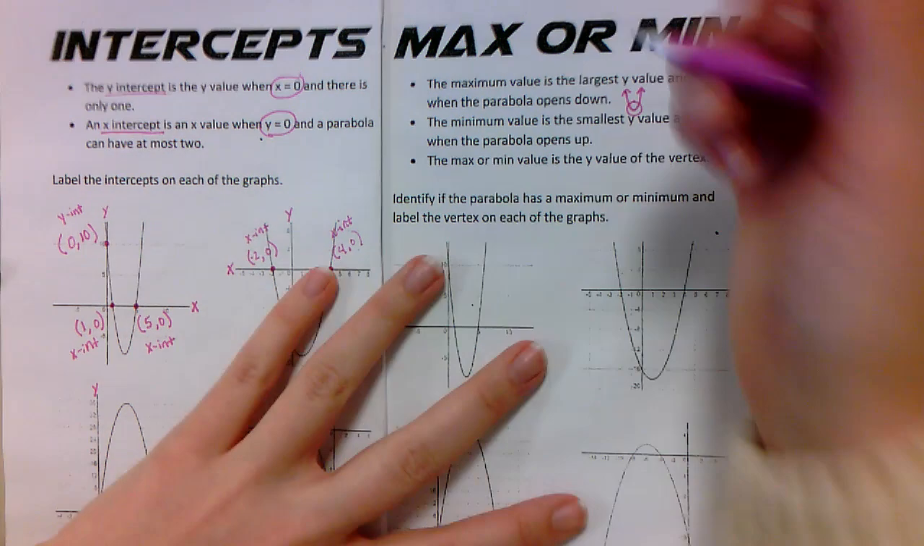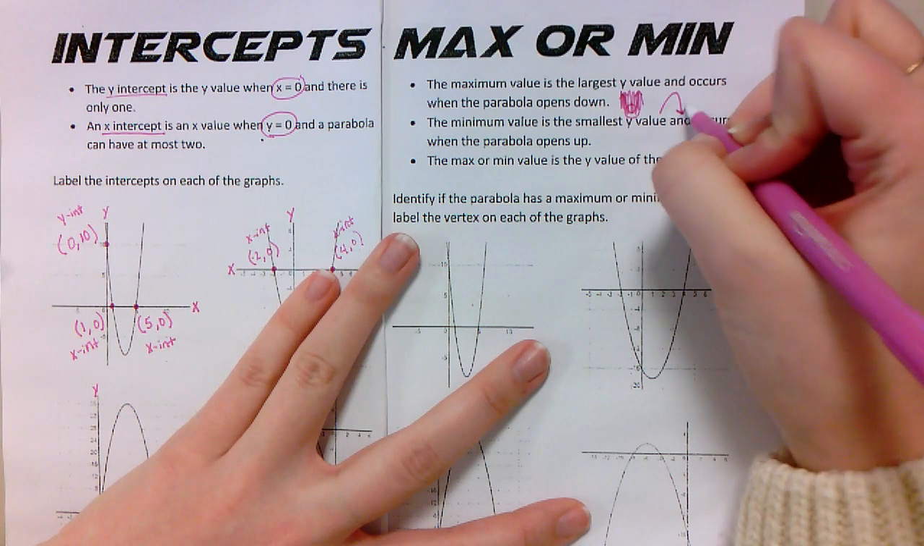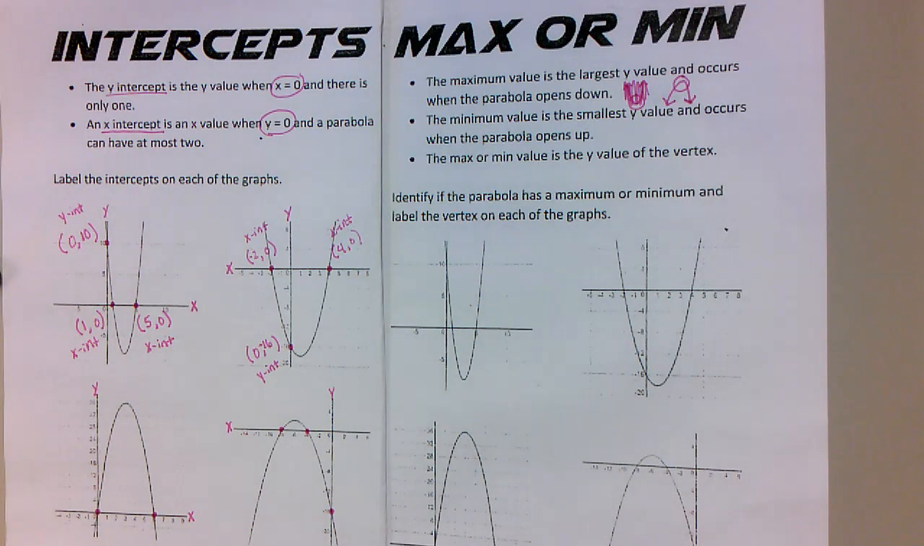I'm sorry, I just drew that backwards. When the parabola opens down, there we go. I was like, that's not maximum. So it's like the tallest, the max height that this parabola can have. And it's your point. It's that center of the U. And it's either going to be your maximum or your minimum.